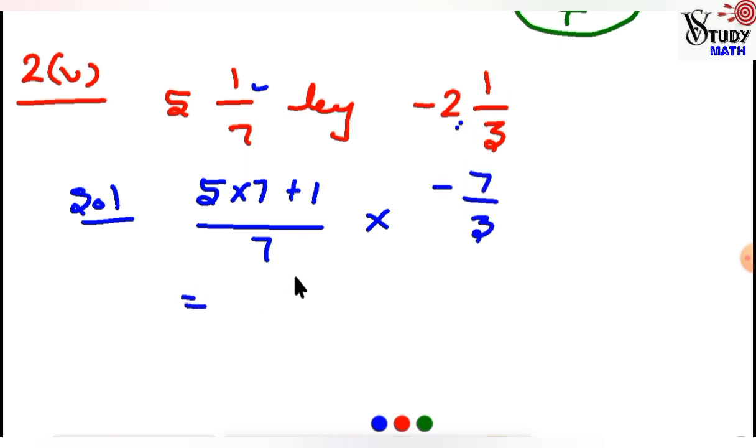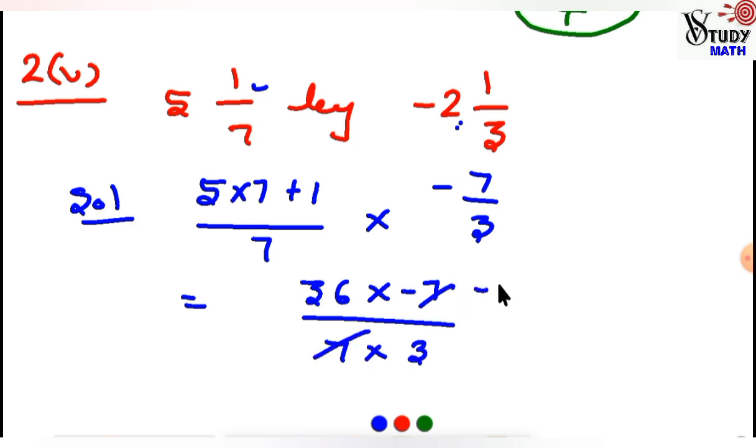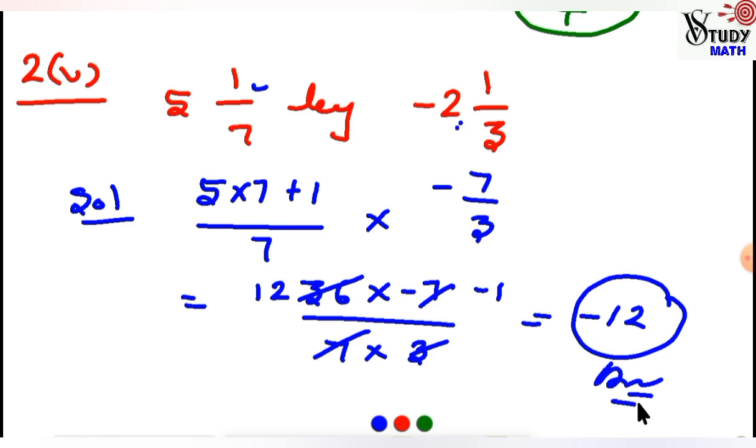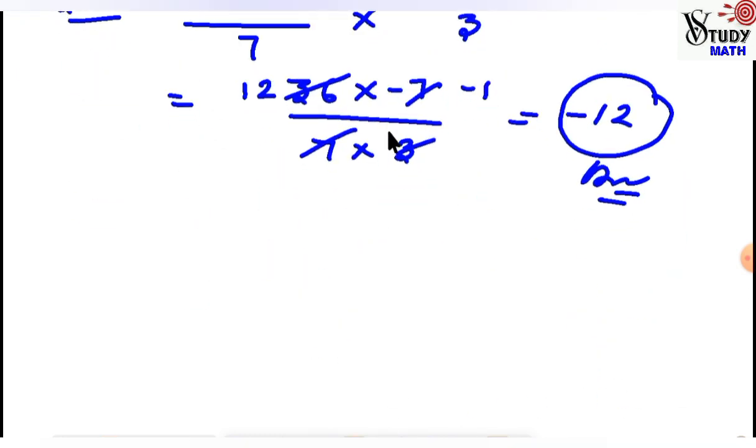So what we have, 35 and 1 is 36 going to multiply negative 7, and 7 going to multiply 3. This 7 cuts this 7 negative 1 time, and this 3 cuts this 36, 12 times. So we have the final answer: negative 12 is the answer of this problem. Let's move to the next problem.